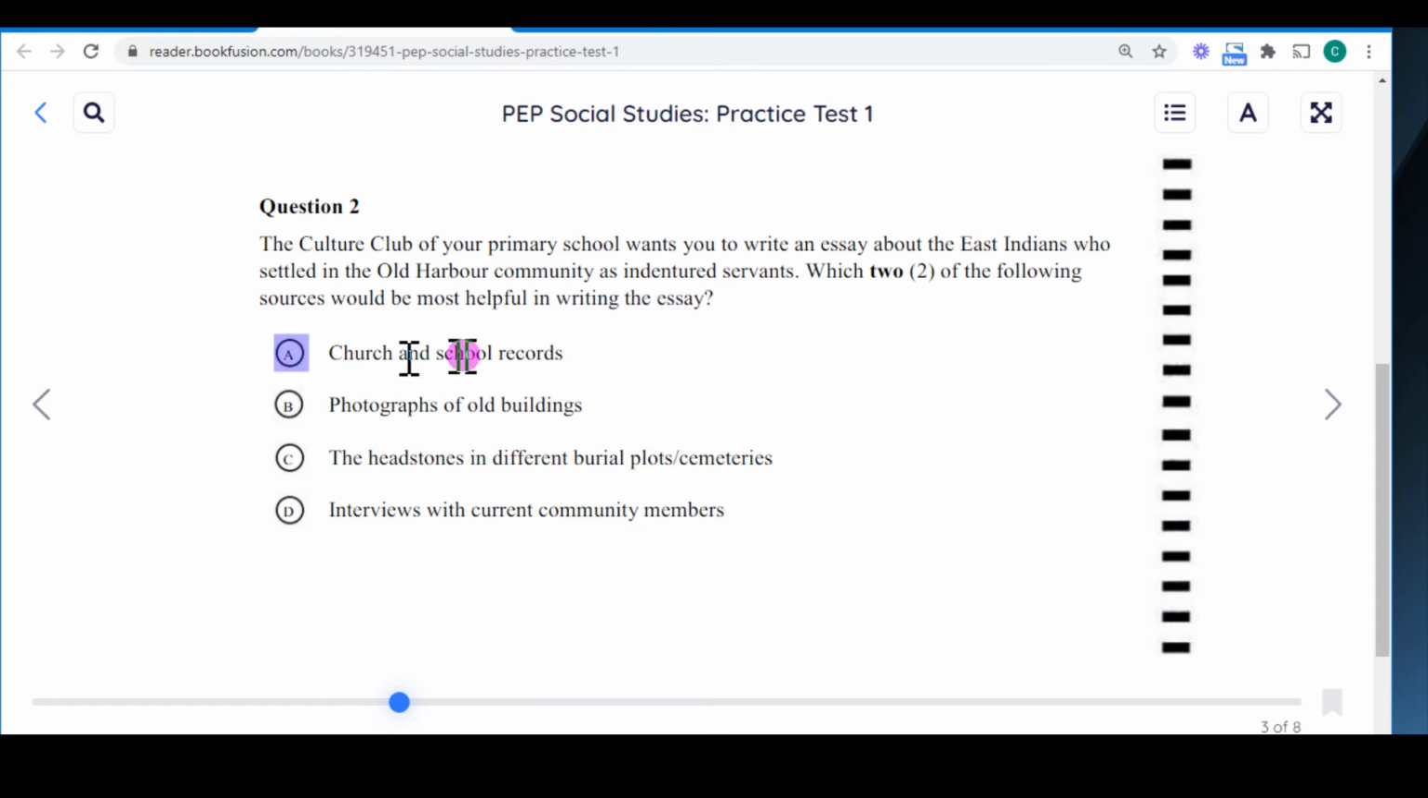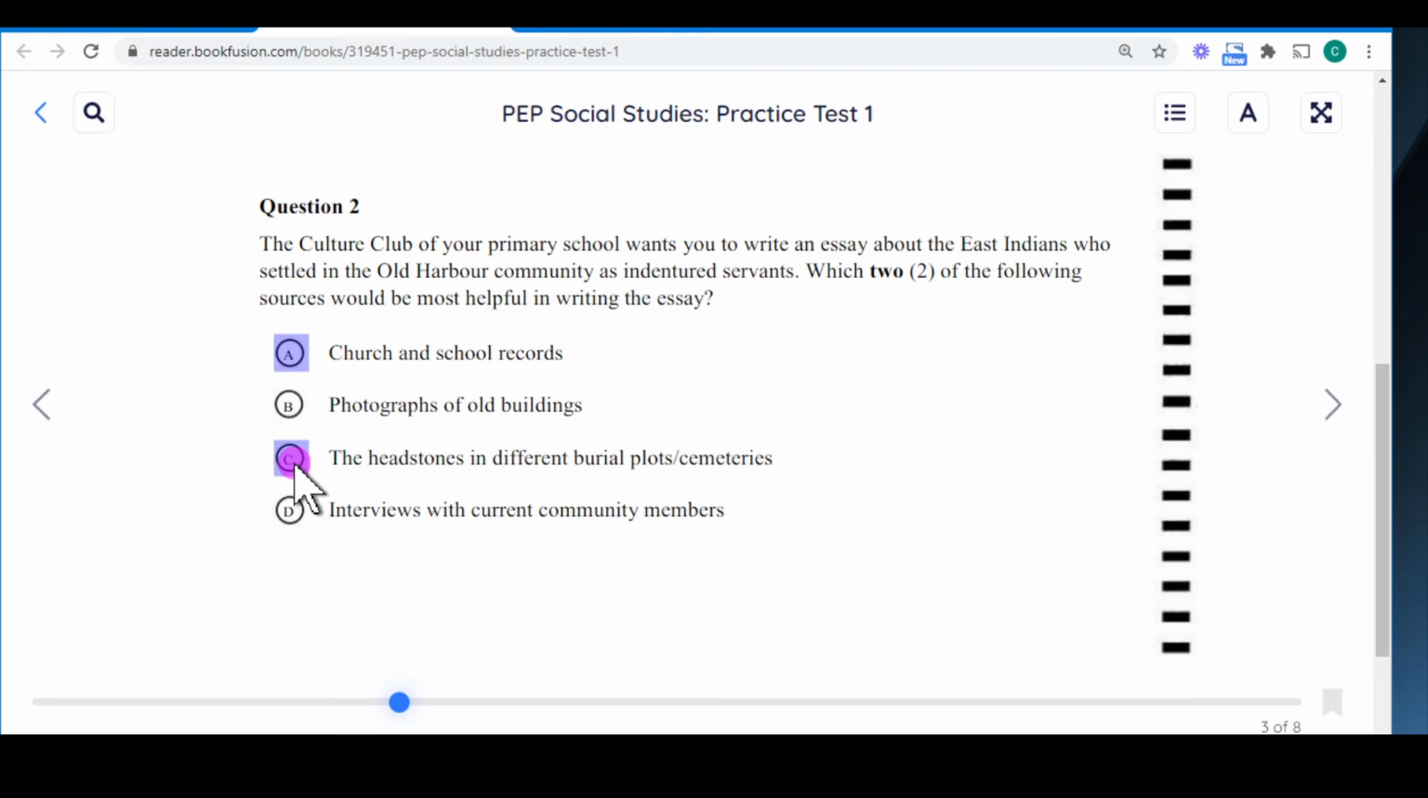The church and school records would help in that if their children went to school, then we could get the names to show the number of people who were there, the number of children who started going to school, and so on. Photographs of old buildings, not so much. Interviews with current community members, not so much. But the headstones in different burial plots, we could get information about those who came, lived, and died in that particular community. Okay.